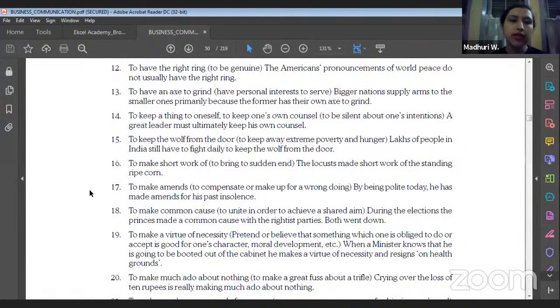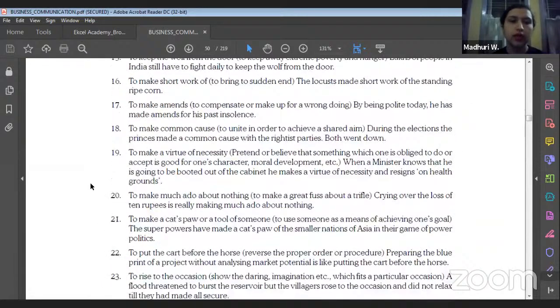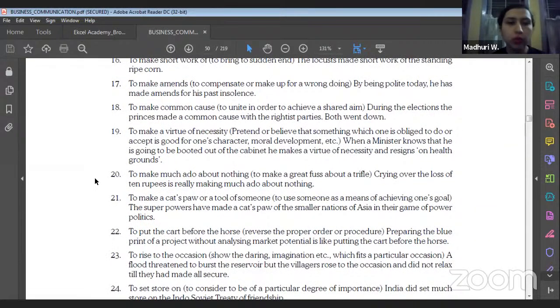What do you mean by to make amends? It means to compensate or to make up for a wrongdoing. By being polite today, he has made amends for his past insolence. When you say to make much ado about nothing, it basically means to make a great fuss about a trifle. Crying over the loss of 10 rupees is really making much ado about nothing.